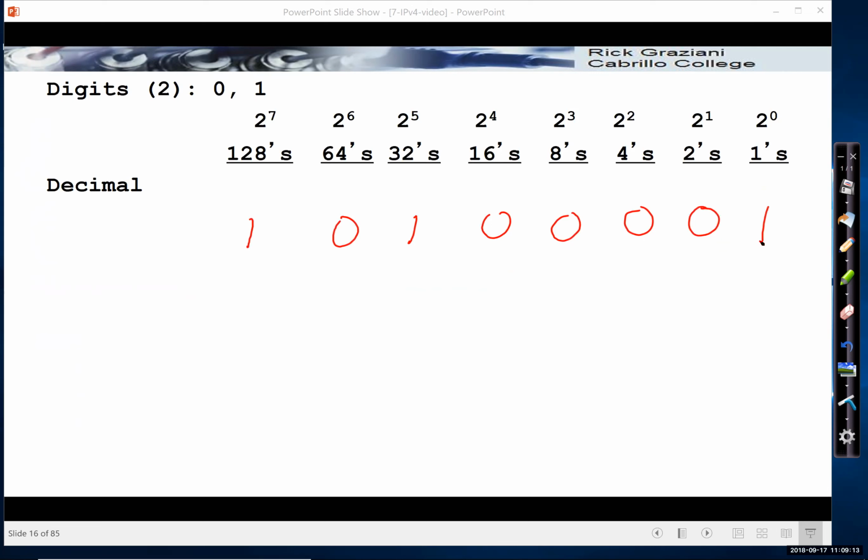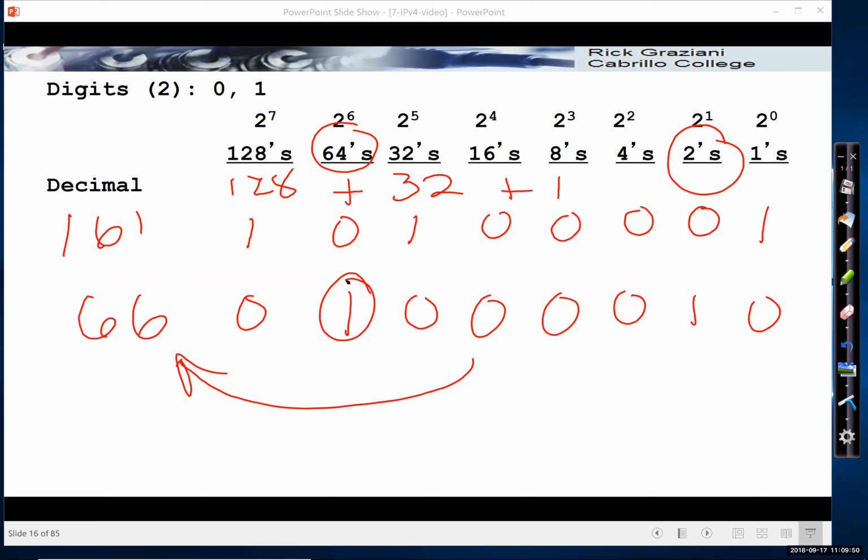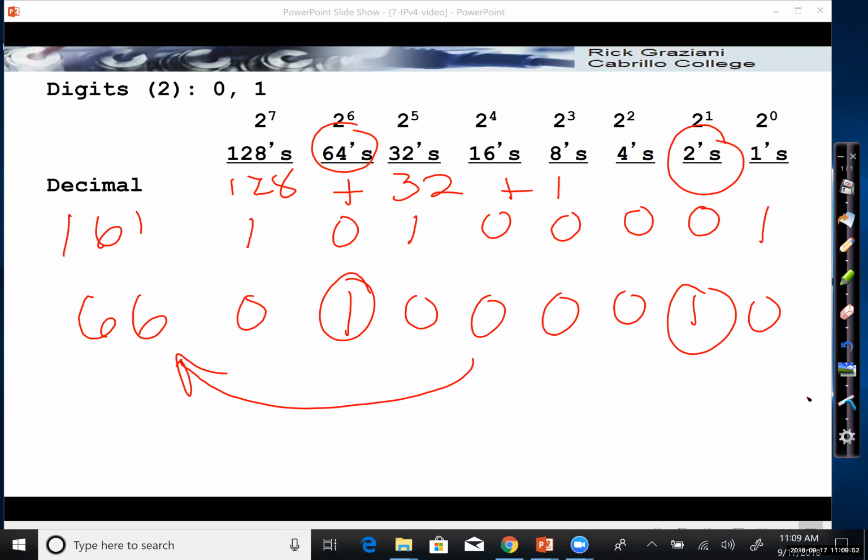What's this one here? We have a 128 plus 32 plus a 1. And that gives me 161 if I did my math correctly. Fairly straightforward, right? Let's do a 0, 1, 0, 0, 0, 0, 1, 0. I have a 64, and I have a 2. That gives me 66. So converting from binary to decimal, just count up the columns. Wherever you have a 1, you count that column. All right, very simple.